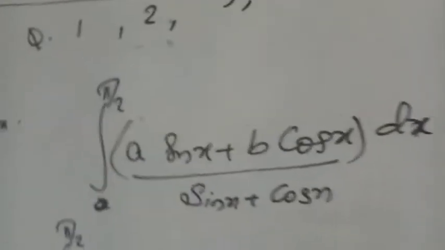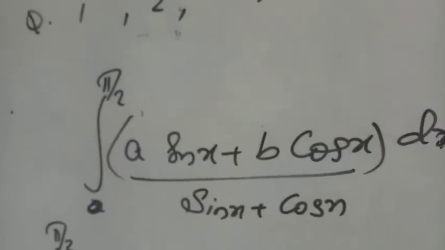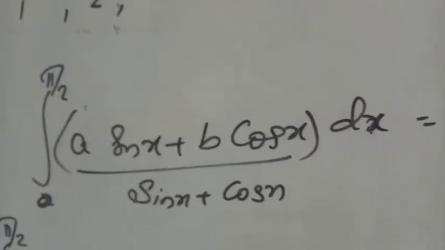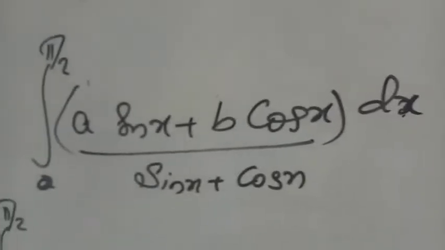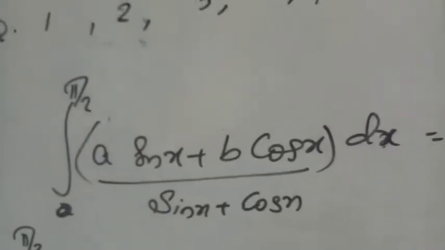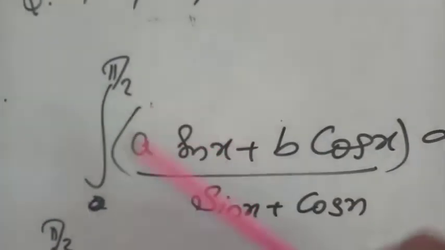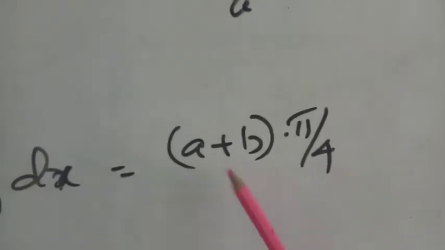Another general type of question I am going to explain is integral 0 to pi by 2 of a sin x plus b cos x by sin x plus cos x. Here a and b are two constant values, the given limit is 0 to pi by 2, or the sum of the limits is pi by 2. The answer of this one is always a plus b into pi by 4.